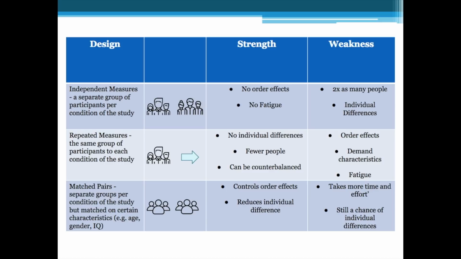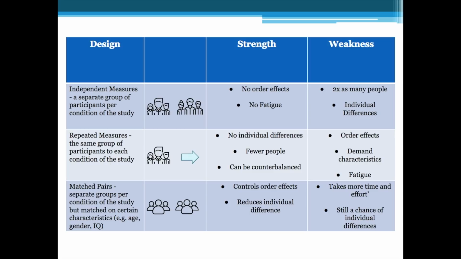There's only ever 3 designs that you need to know about in AQA research methods for psychology, and they are independent measures, repeated measures, and matched pairs. You do need to know what they are, you need to be able to apply them, and you need to be able to evaluate them. So an independent measures design is where you've got separate groups of participants per condition of the study.